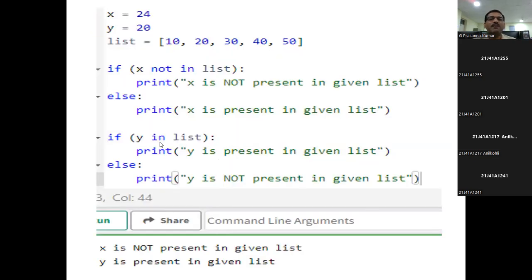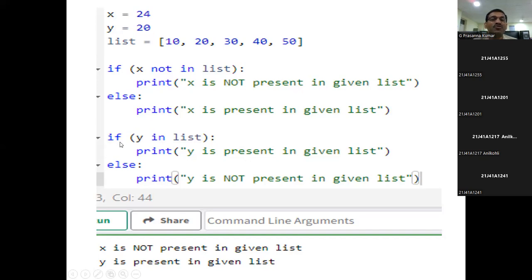Okay, for example, I have defined x equal to 24, y equal to 20, and a list within square brackets: 10, 20, 30, 40. In this conditional, if x not in list, is 24 not in the list? Yes, so the condition is true, and it prints this statement. It will not print the else statement.